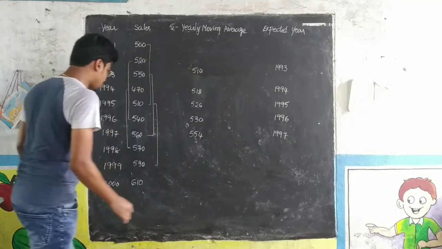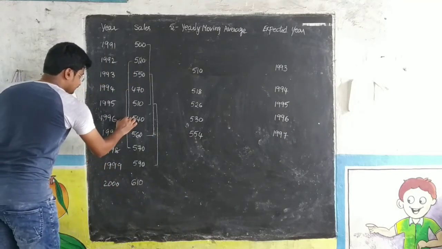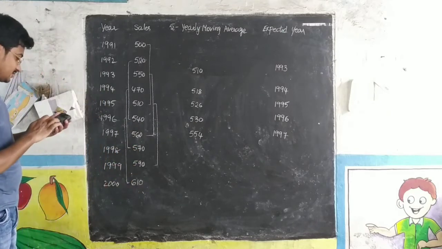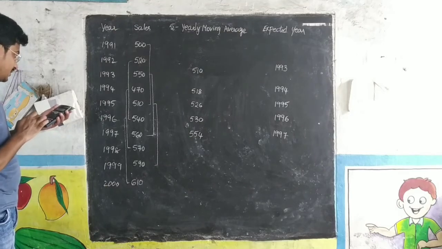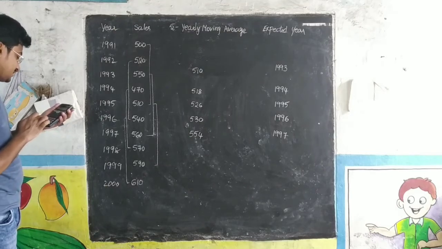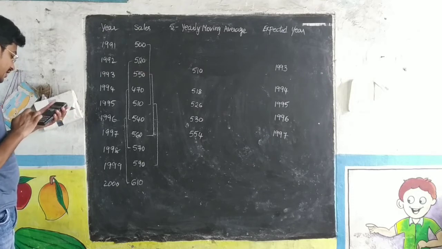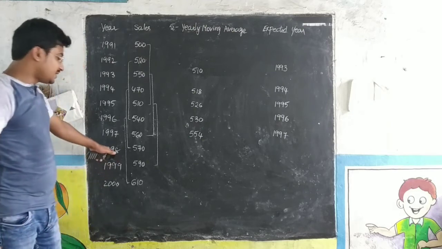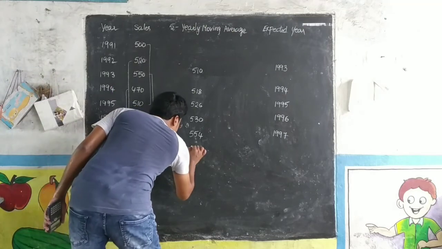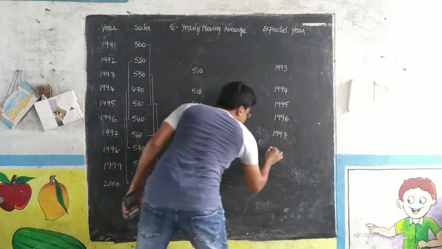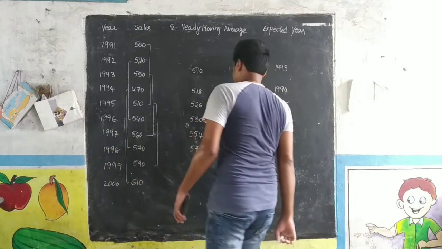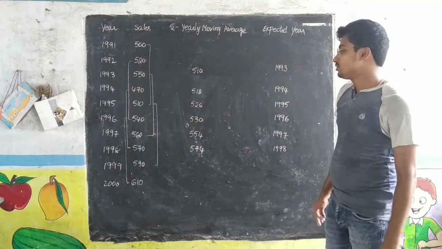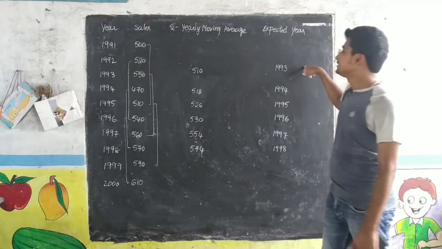1997, 554. Next, the last 5 years. This is the last average. 540 plus 560 plus 570 plus 590 plus 610 divided by 5 is 574. Now the middle year is 1998. 574, middle year 1998. This is the 5 yearly moving average calculation. These are the trend values, and these are the expected years.